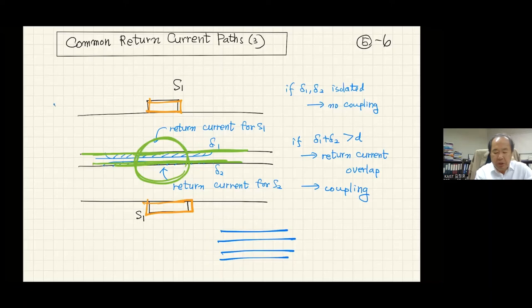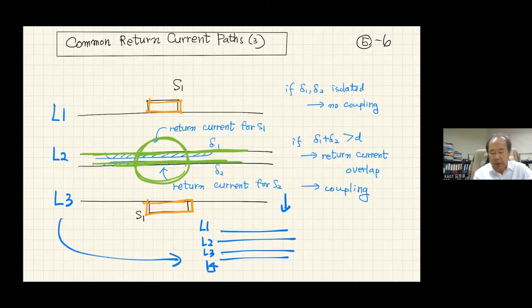In this case, let's assume we have layer one, layer two, and layer three. To improve that, we may need layer one, layer two, layer three, and layer four. The three-layer structure has to be changed to four layers. In those cases, the return current for signal one could be on layer two, and the return current for this signal could be on layer three, and they could be physically separated. This could be a ground plane, and this could be a ground plane.